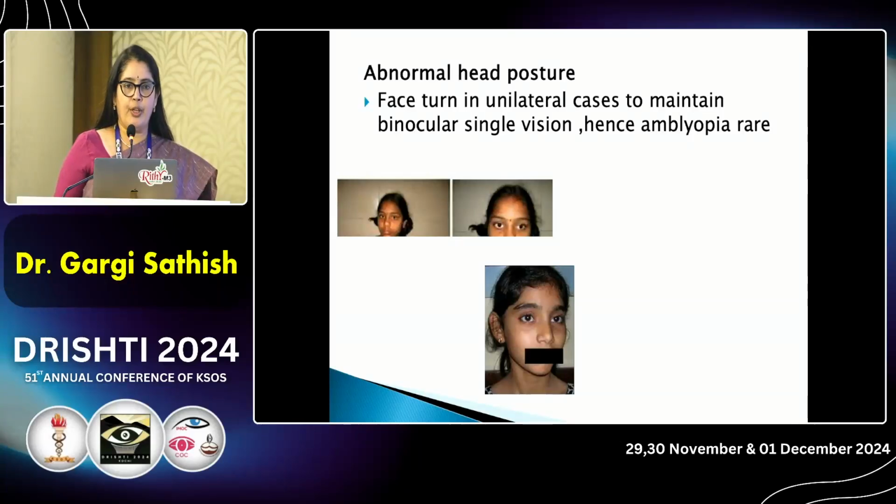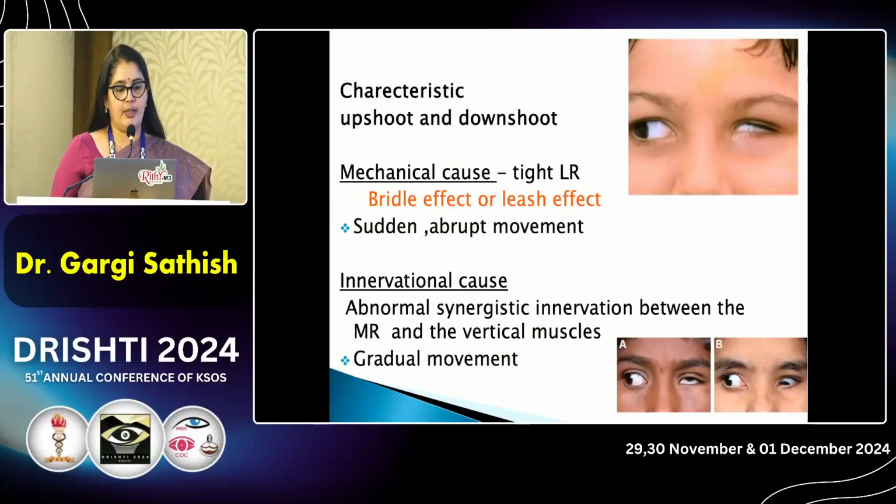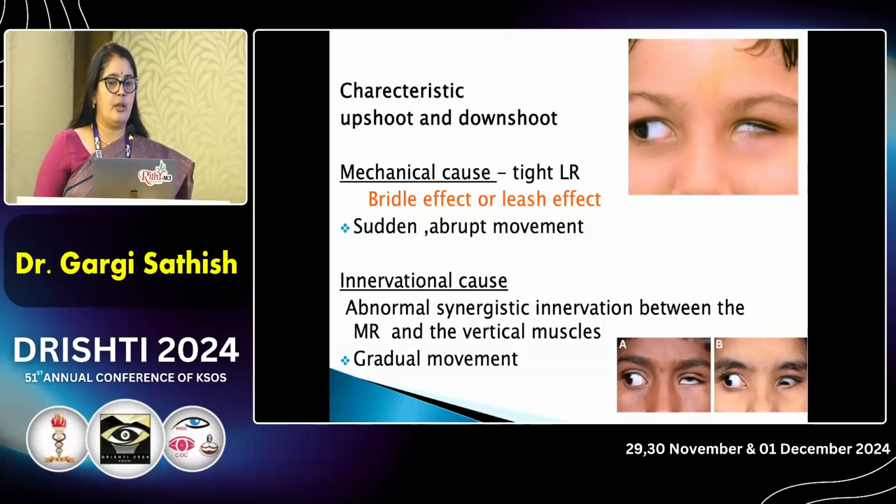Abnormal head posture very commonly seen, especially if it is a unilateral type of Duane's, and there will be face turn to maintain binocular single vision, and in such cases amblyopia is rare because BSV is maintained. The major cosmetic blemish of Duane's patients are these upshoots and downshoots. So they can be due to a mechanical cause or an innervational cause. So the mechanical cause is because of the very tight LR, which just slips under or over the globe, or vice versa. The globe slips up and down.